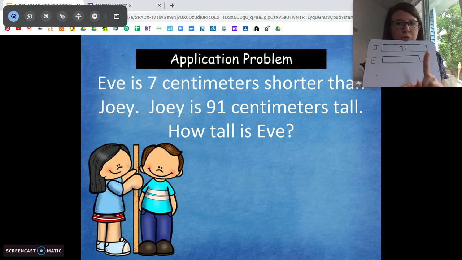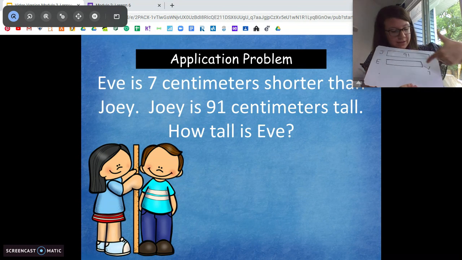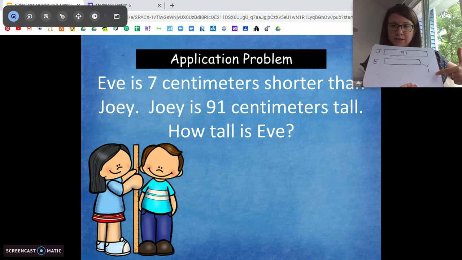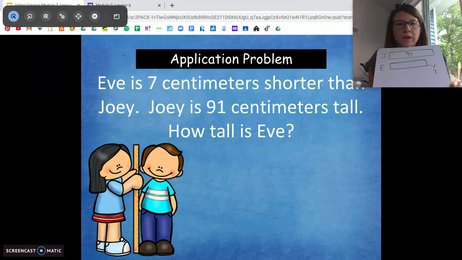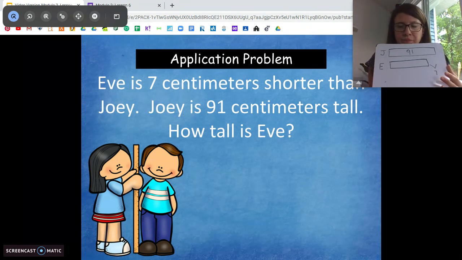What I want to know is, how are we going to do this? Are we going to add 91 and 7 together? Are we going to subtract 91 and 7? What do you think we're going to do? Talk with someone at home about what your thoughts are about how we should solve this problem, based on the information we have, based on the picture.